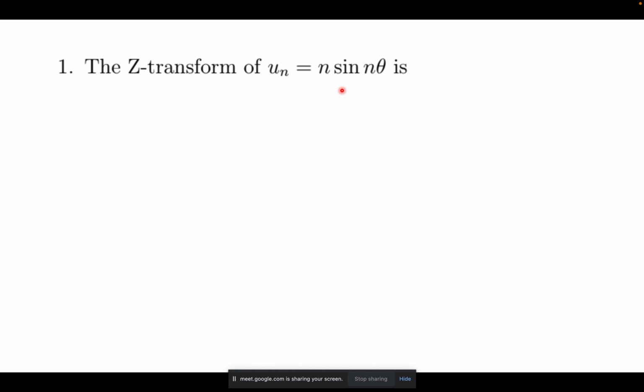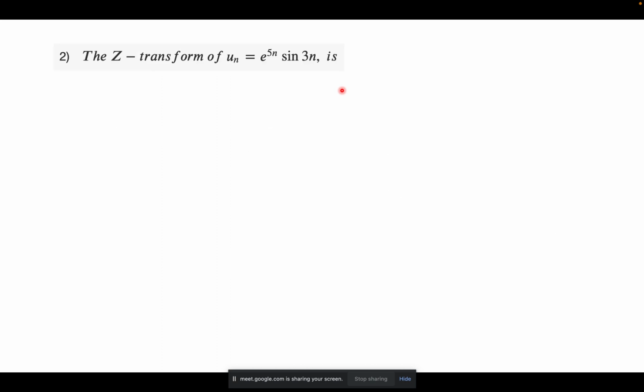Now let's move on to the second question. If you have some sequence u(n) given by e^(5n) times sin 3n, you need to calculate the z transform of this. Again, you can see it's mostly like the previous problem, but here we use a different property in order to solve it. So let's see how to do that.